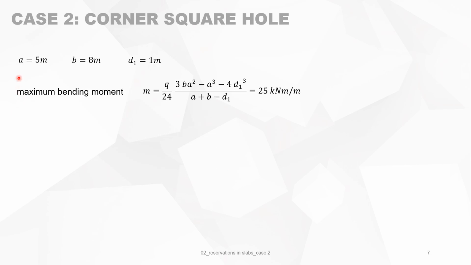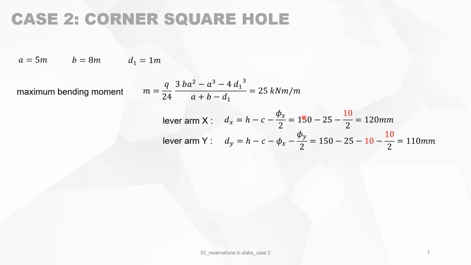Now we can use the formula that we have developed in the previous slides. We fill in the 5 and the 8 meters and the size of the reservation, 1 meter, and we obtain a maximum bending moment of 25 kilonewton meter per meter. The lever arm in the X direction is then the total depth of the slab minus concrete cover minus the point of gravity of the tension reinforcement. So we assume the diameter is 10, all diameters are equal. Just remember that. When this is not the case at the end of the exercise, we have to redo the calculation.